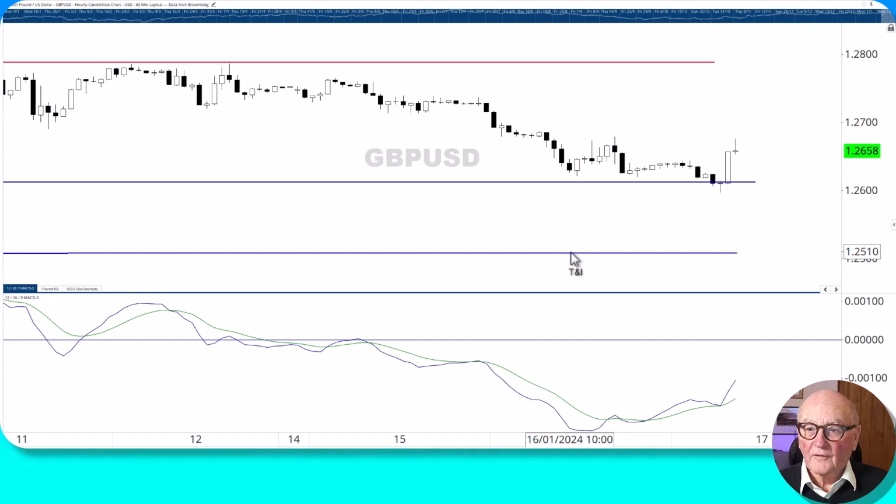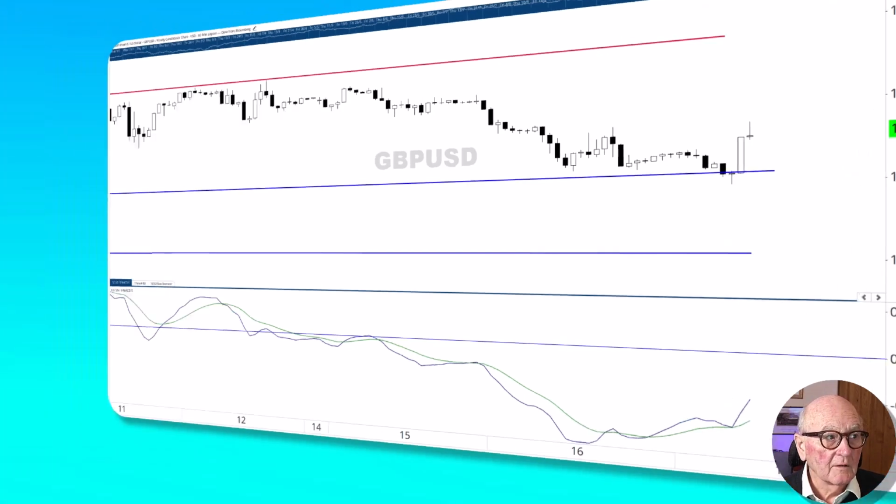Looking now at cable, and as I've been preparing this, the inflation numbers have been released in the UK, and once again economists have done their best to add to market volatility by getting their estimates wrong. So the numbers come in hot, and we have turned up in sterling strongly, right at support. So let's look at the origin of this support and what it means.